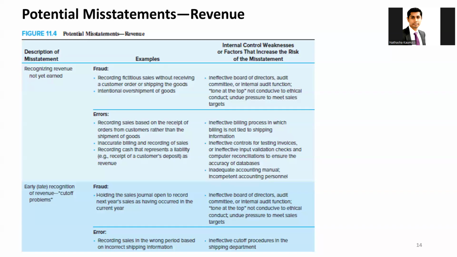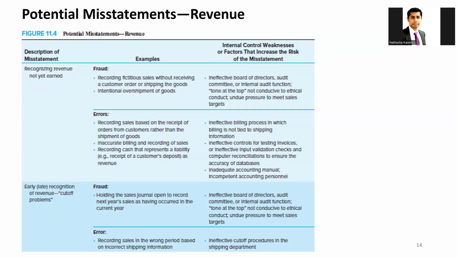Errors can be there, such as recording sales in the wrong period based on incorrect shipping information. Sometimes, when the sales executives are checking the documents, there are issues in the dates of the shipping documents or the invoices, and they record the sales transactions in the incorrect period. So those are errors. Those are not intentional.